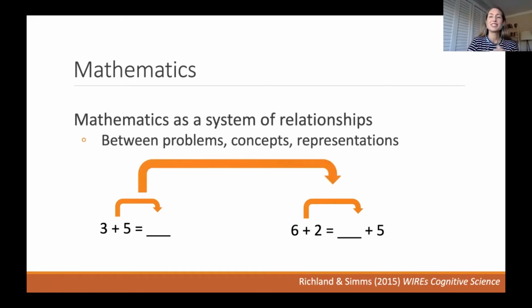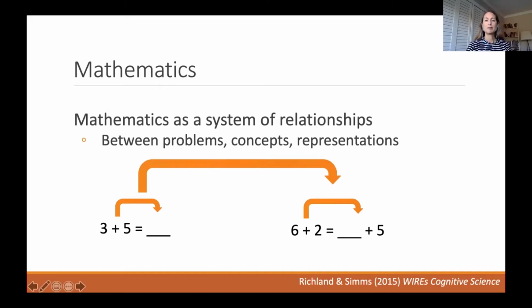And again, to highlight, this is the process of mapping structured similarity across these contexts, but also recognizing places where the structure is different, right? It matters that there's another addend over here.